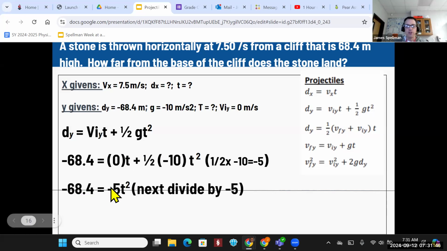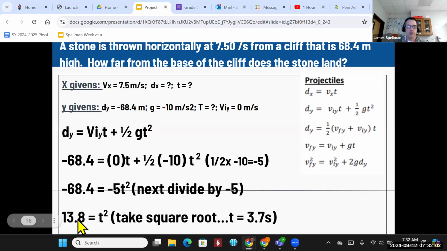So again, pause when you need to so you can write things down and keep up. We're trying to get t by itself. So I need to get the -5 off. Since -5 is being multiplied, I have to do the opposite, which is to divide. So I'm going to divide both sides by -5. Once I divide the left by -5, I get 13.8. And that's going to leave me with t squared. And we've been doing this several times this year. We're not done yet because we're solving for t, not t squared. So I need to take the square root of both sides. If I take the square root of 13.8, my time ends up being 3.7.